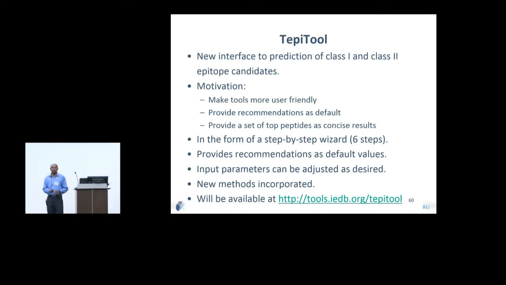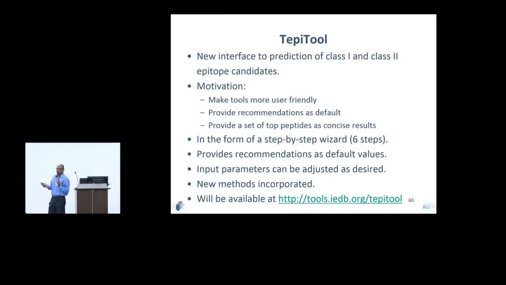TepiTool. It's a new interface for the prediction of class 1 and class 2 epitope candidates. Right now we have class 1 and class 2 tools separately, so we designed a combined interface for both class 1 and class 2. The motivation was that we wanted to make it more user friendly, and we wanted to provide all the recommended threshold values. And at the end of the results, instead of providing all the prediction values as a single file, we thought we'd provide the top peptides based on your input parameters.